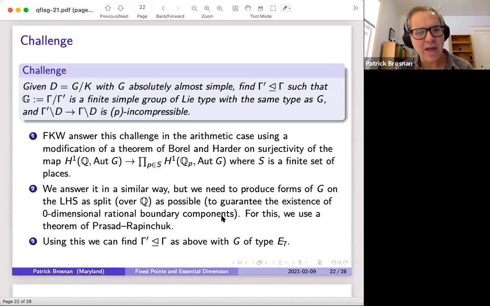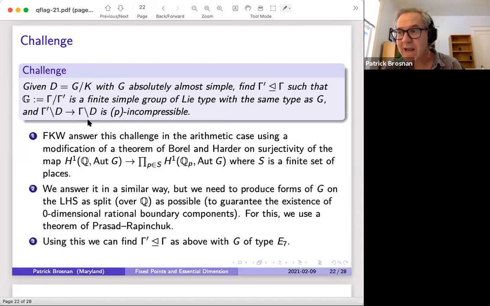Suppose somebody hands you the Hermitian symmetric domain G mod K, and maybe suppose, because people like to think about absolutely almost simple groups, that G is absolutely almost simple. What you want to do is to find a gamma prime, normal in gamma, such that this guy, which I'll call blackboard bold G, gamma mod gamma prime, is a finite simple group of Lie type with the same type as G, and this cover D mod gamma prime to D mod gamma is P incompressible.